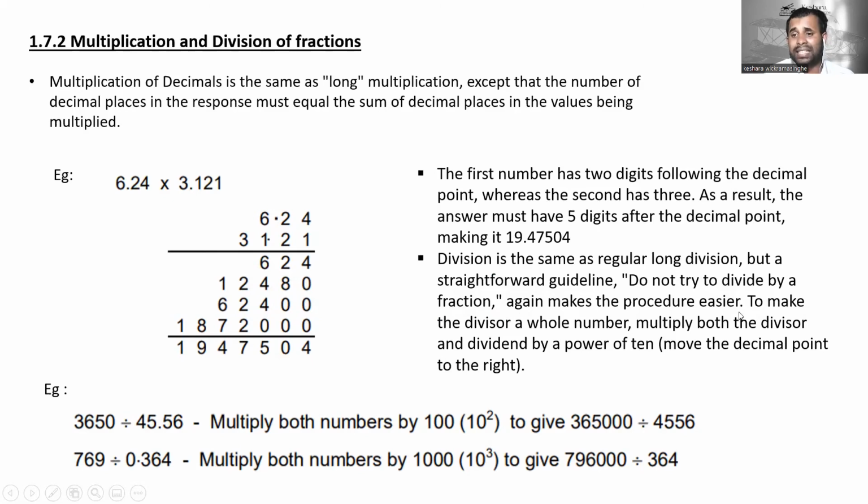Division is the same as regular long division, but a straightforward guideline: do not try to divide by fractions. Again, make the procedure easy. To make the divisor a whole number, multiply both the divisor and dividend by a power of 10. Move the decimal point to the right. Then you can go through the division.